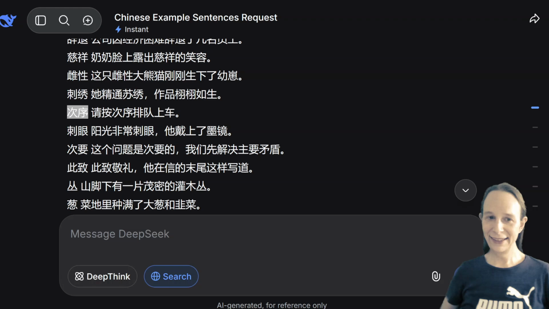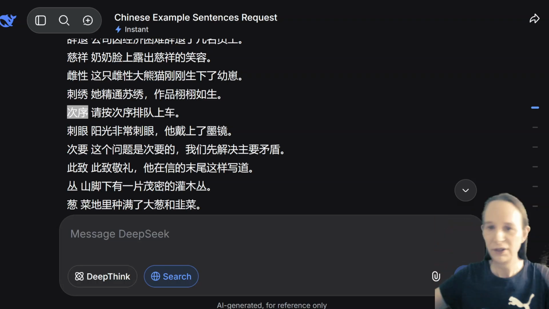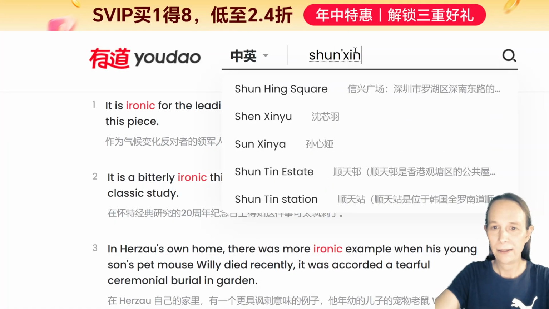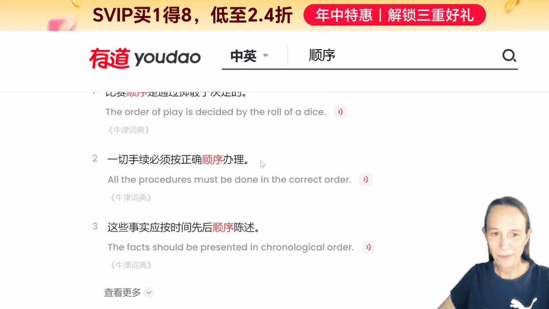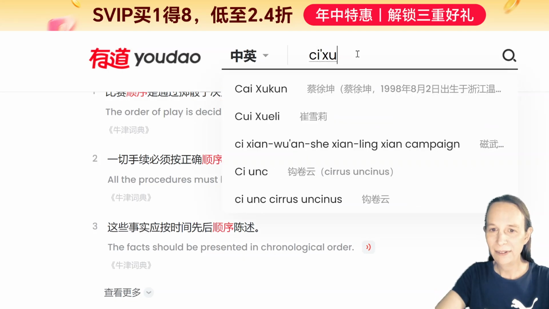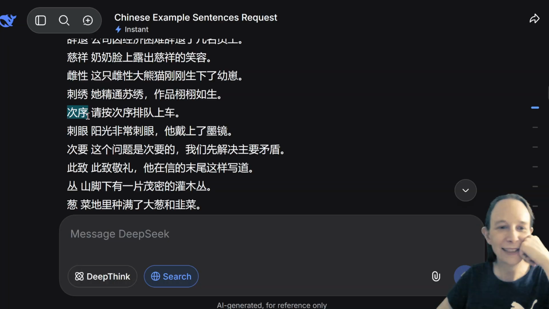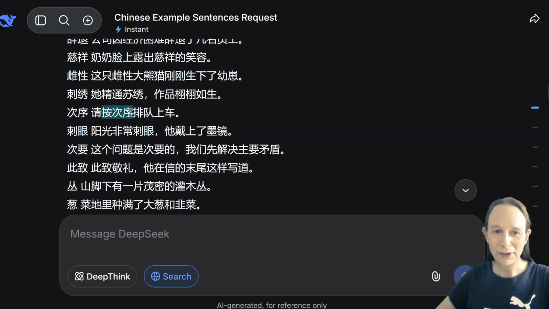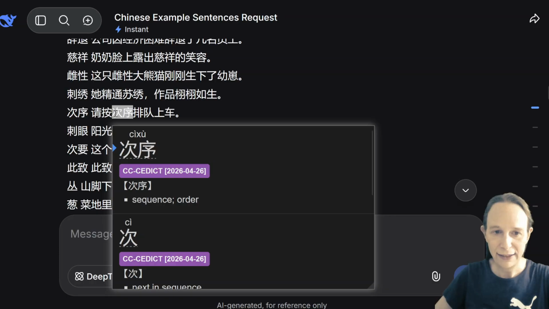次序. 次序 is like a sequence, but in mathematics you tend to use 顺序, if I remember correctly. So this one I think is more suited for maths. I don't know, maybe they are the same. Now that I think about it, I'm not entirely sure of the difference now. 请按次序排队上车. Please, according to your sequence, queue up and 上车, board the carriage or whatever. 车 is very vague, so it could be any sort of vehicle. All right, 次序. Let's ask the AI.